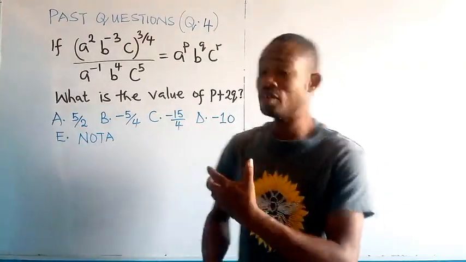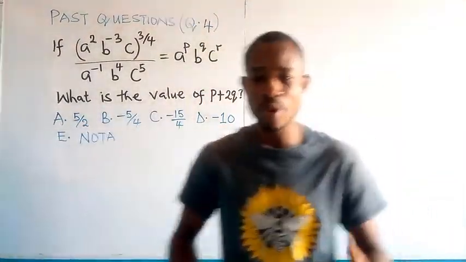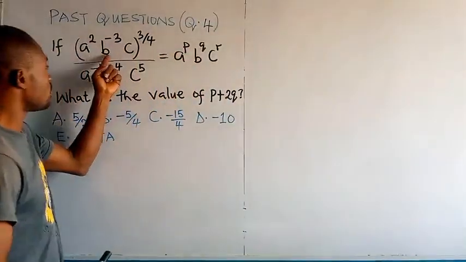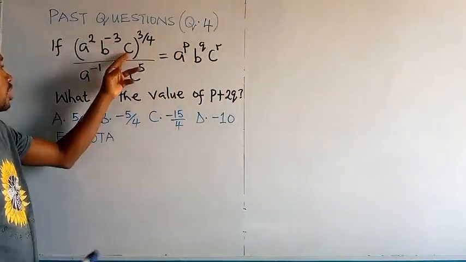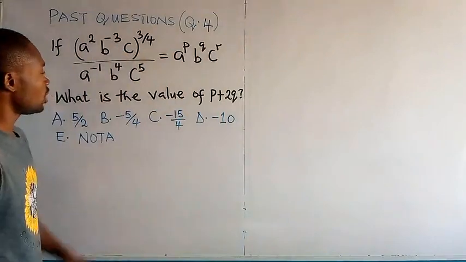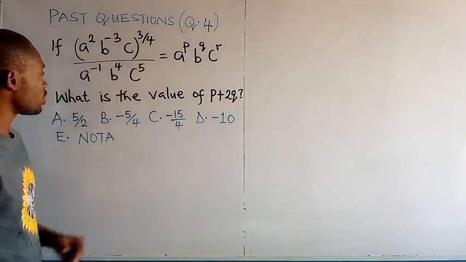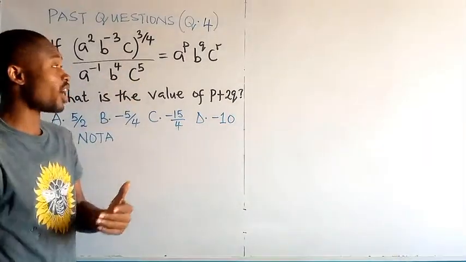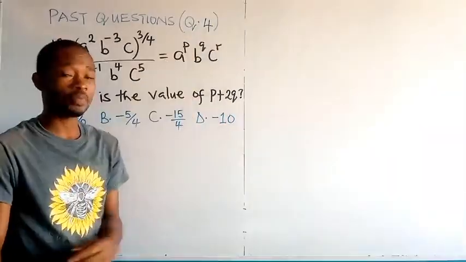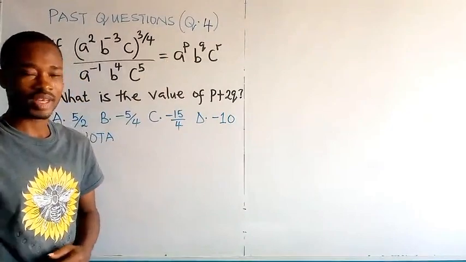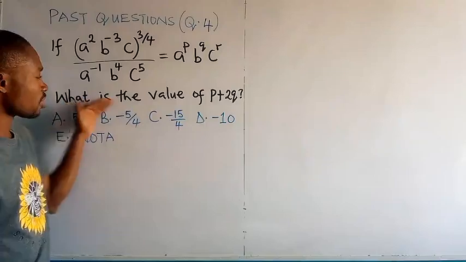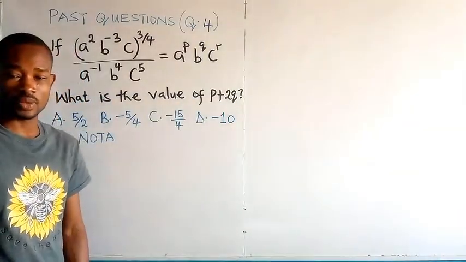We have this indicial equation given to us: (a to the power of 2 times b to the power of minus 3 times c) all raised to the power of 3 over 4, all over a to the power of minus 1, b to the power of 4, c to the power of 5, and that is equal to a to the power of p, b to the power of q, and then c to the power of r. The examiner requires that we find p plus 2q.